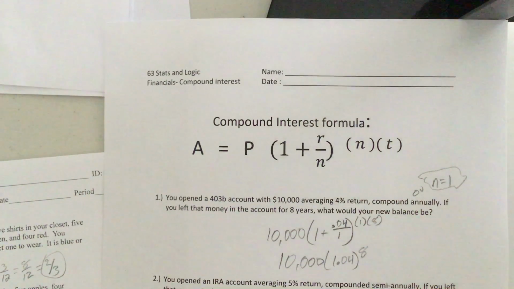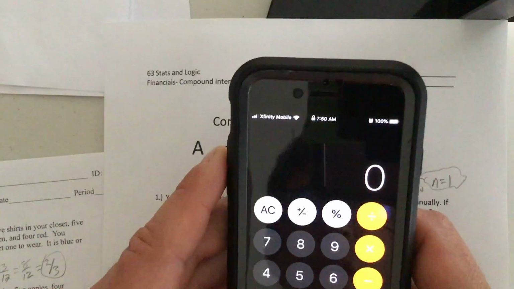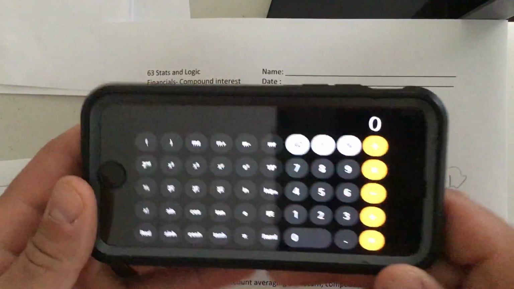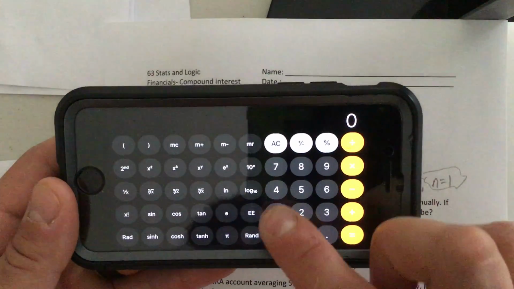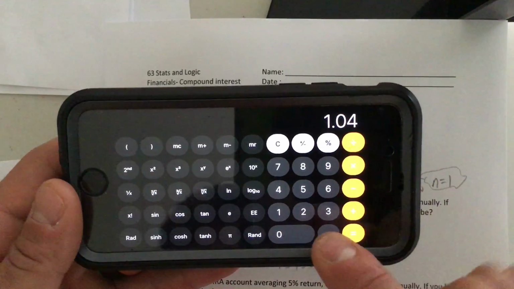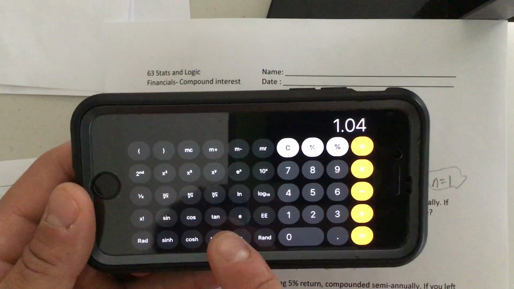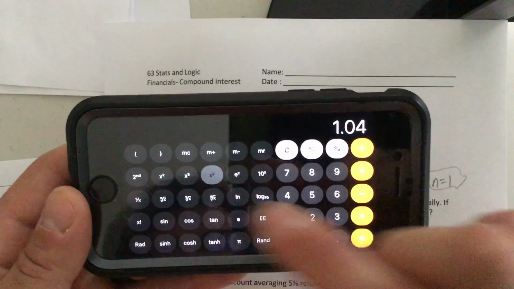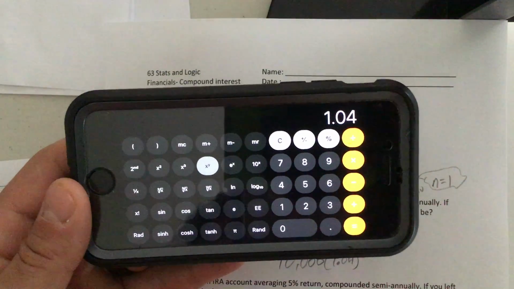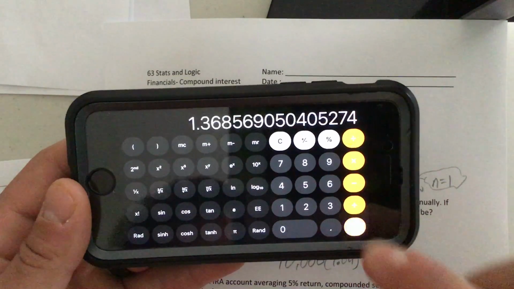Typing this one in the calculator is pretty simple. Just a quick review. I know you know this, but you have to log in, turn sideways, and then you're good to go. Make sure you have the AC, which is all clear. So we have 1.04 to the 8th power. Over here, the X to the Y power button, we'll press that. That means 1.04 is our base, 8 is our power.